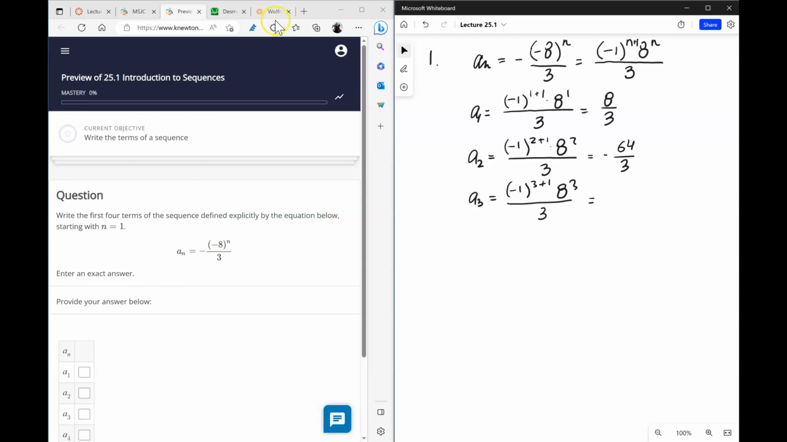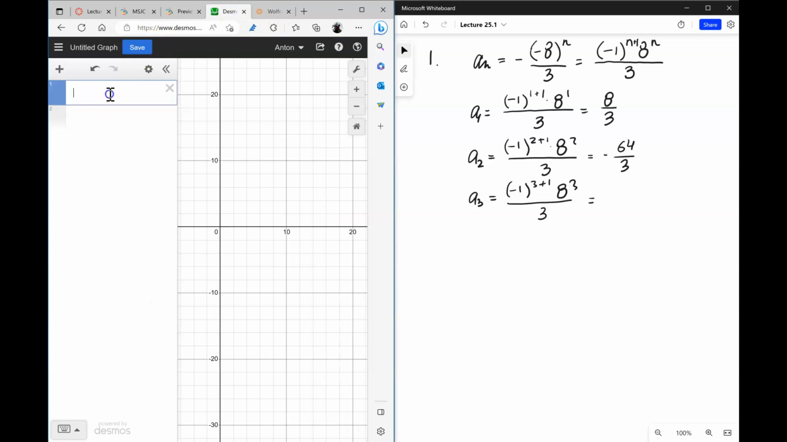So what's 8^3? And 12. And 8 to the power 4 is 4096.